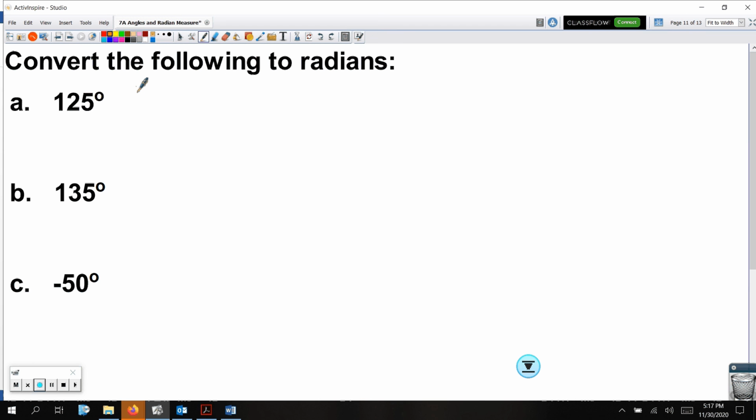Okay, so to convert the following to radians, so we're going from degrees to radians, we're going to multiply by pi radians over 180. And I'm only going to write this out this time. I'm not going to write it out the rest of the time.